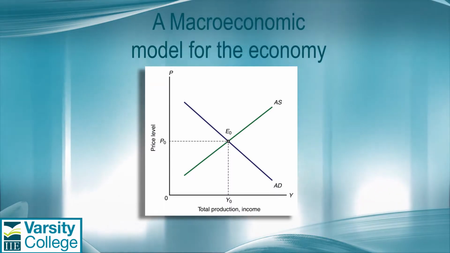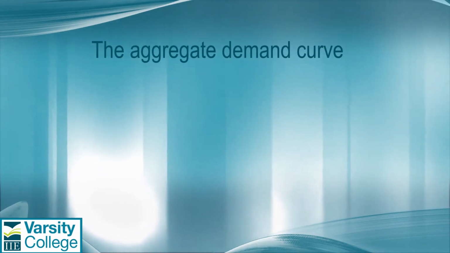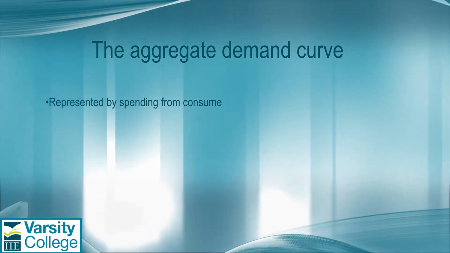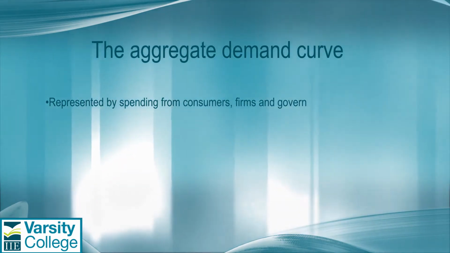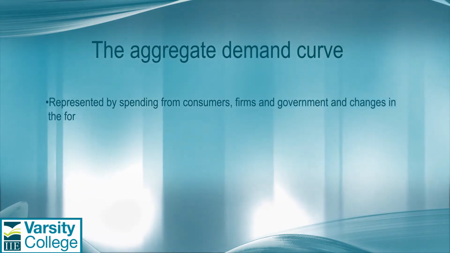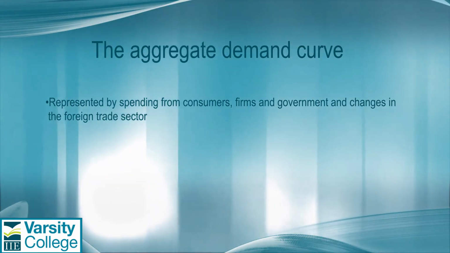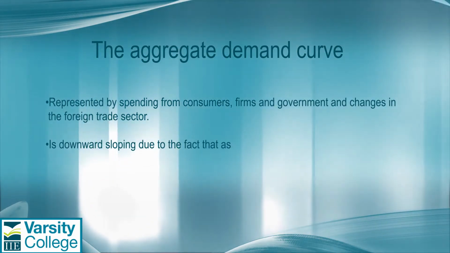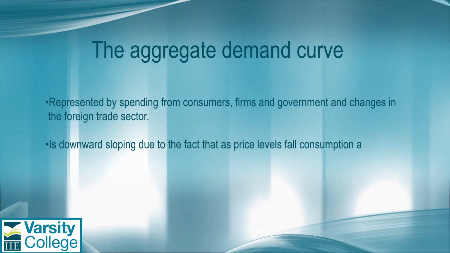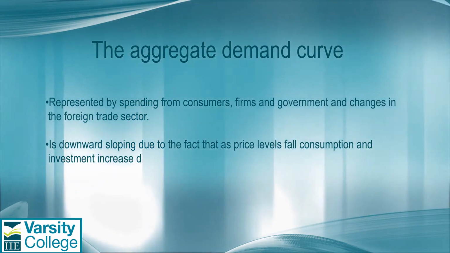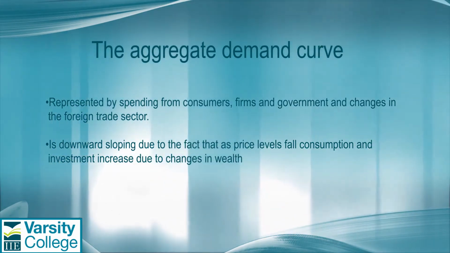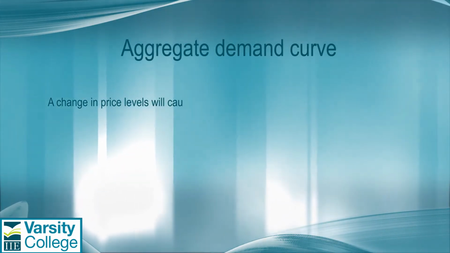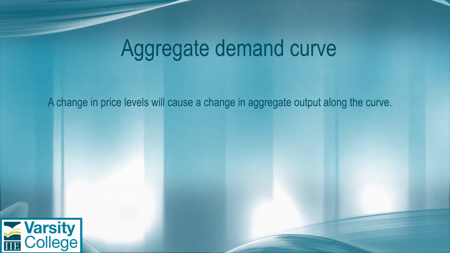Let us look at these curves in greater detail. The aggregate demand curve represents aggregate levels of spending by consumers, firms, and the government, and is inclusive of the foreign sector. The aggregate demand curve is downward sloping due to the fact that as price levels fall, consumption and investment increase due to changes in wealth and interest rates. A change in price levels will cause a movement along the curve.